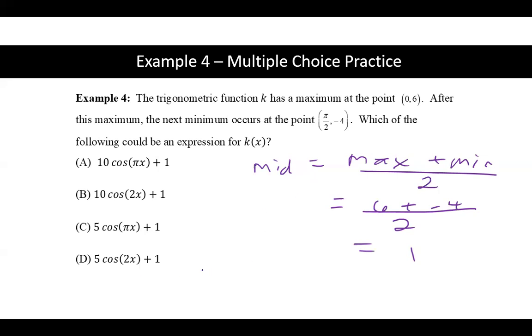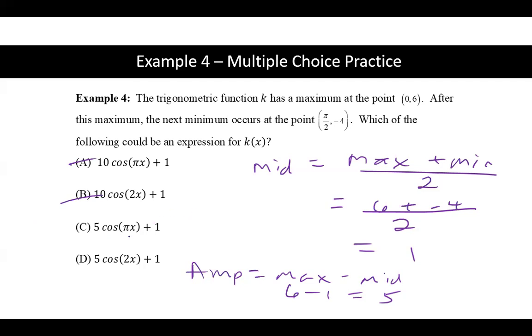All right. Now that we have our mid, can I find my amp? Yes, because your amp, there's 2 ways. It's either going to be your max minus your mid or your mid minus your min. Does it matter which one you do? No. So we have amp equals our max minus our mid. What was our max? 6. And then 6 minus 1 is 5, so our amp is 5.